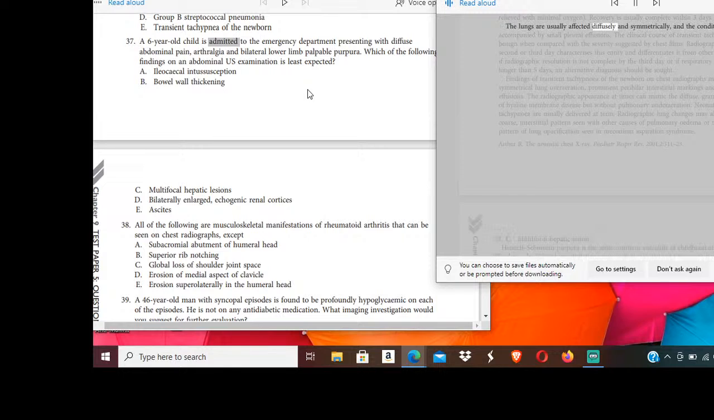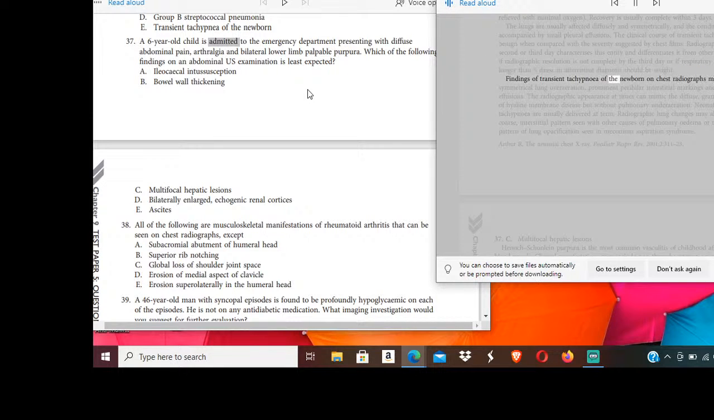The lungs are usually affected diffusely and symmetrically, and the condition is commonly accompanied by small pleural effusions. The clinical course of transient tachypnea is relatively benign when compared with the severity suggested by chest films. Radiographic resolution by the 2nd or 3rd day characterizes this entity and differentiates it from other possible disorders. If radiographic resolution is not complete by the 3rd day, or if respiratory symptoms persist longer than 5 days, an alternative diagnosis should be sought.